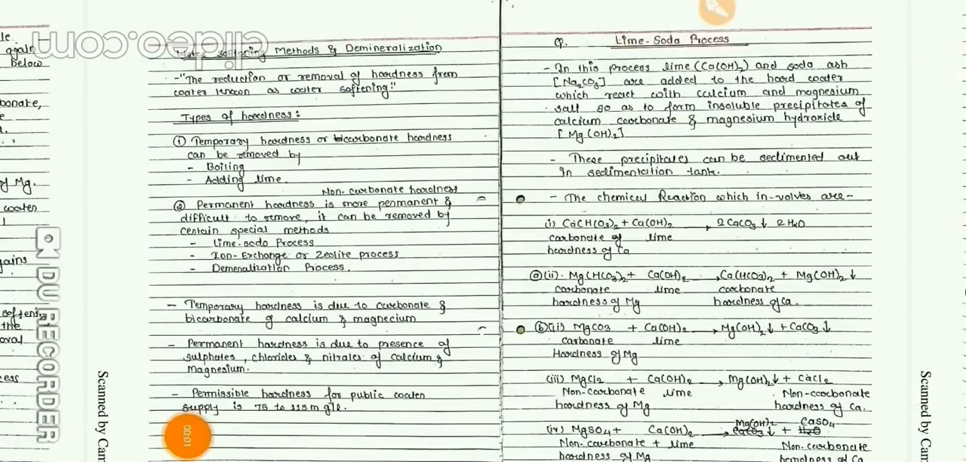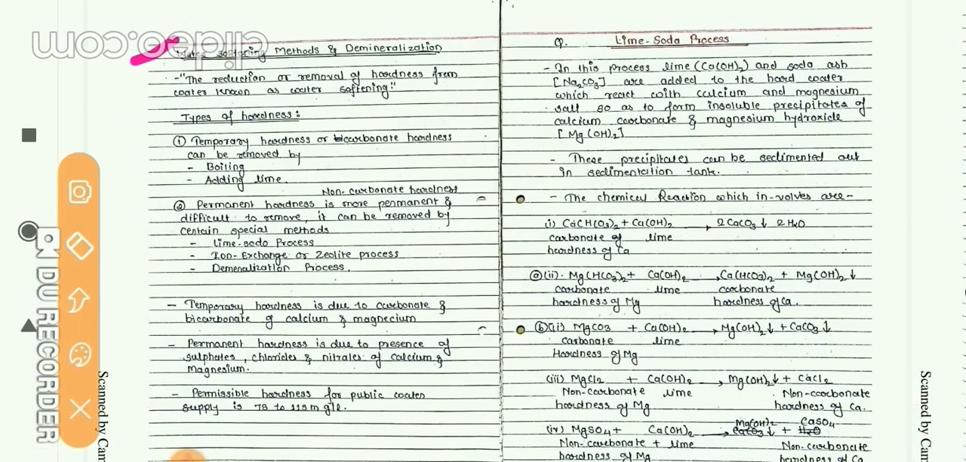Now the next important part is water softening, the methods of water softening and demineralization. After removing the bacteria or after adding some chemicals, we have to remove the precipitate from that water, and the water should be soft before drinking.